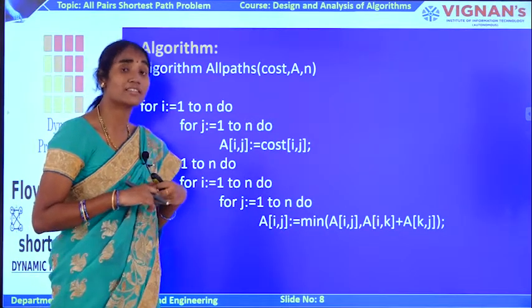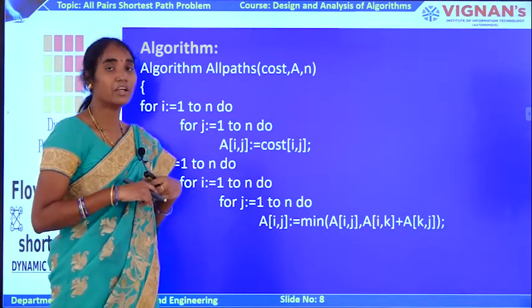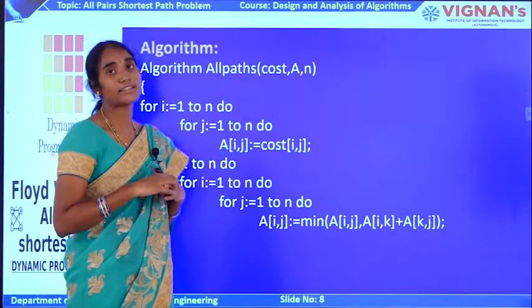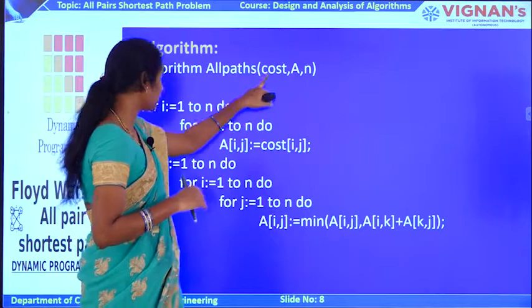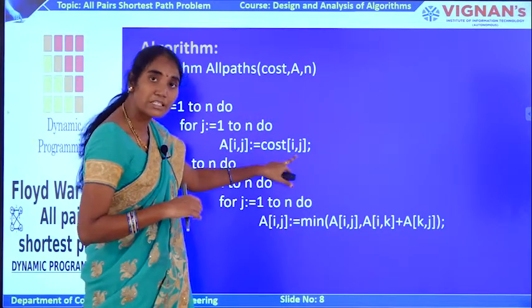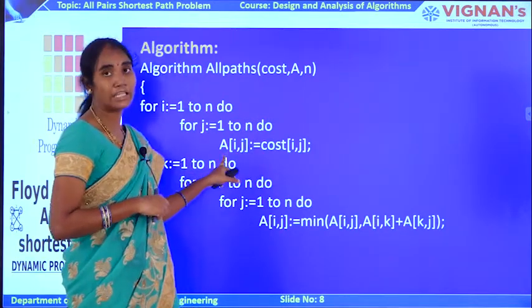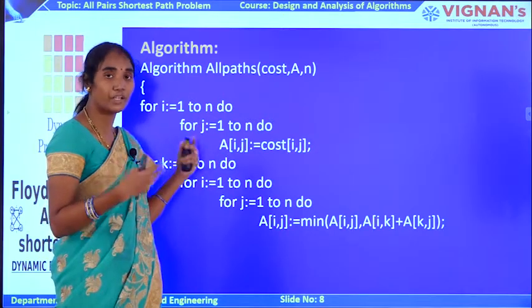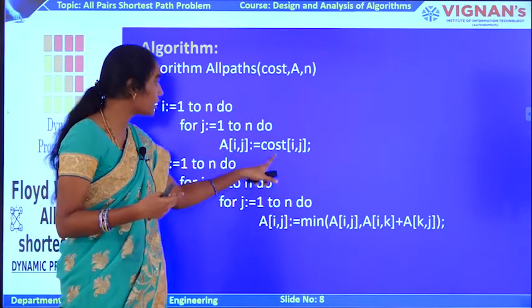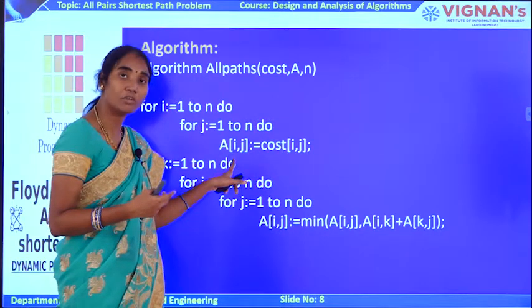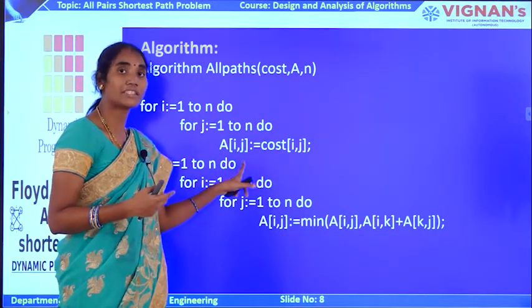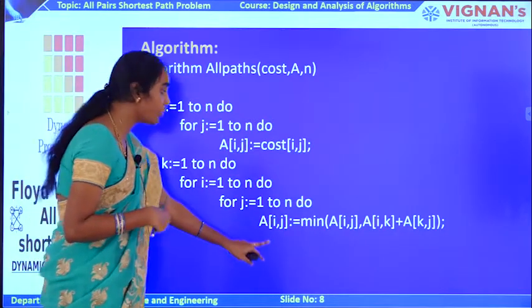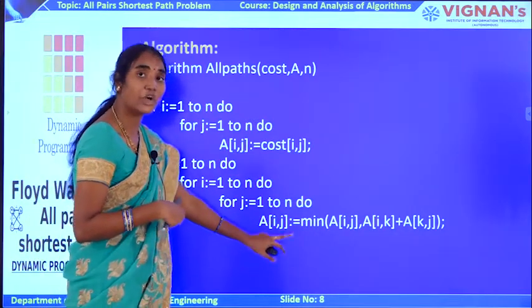A0 is a cost adjacency matrix for the given graph. So initially I need to take the cost adjacency matrix, that is cost of i comma j into A of ij. Here A is a matrix in which we want to find the shortest distance. So initially the cost we are going to copy into the shortest distance matrix called A, and after that we need to find out A of ij.